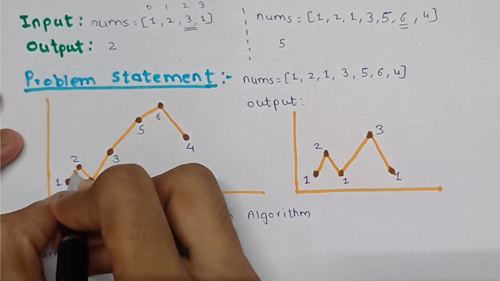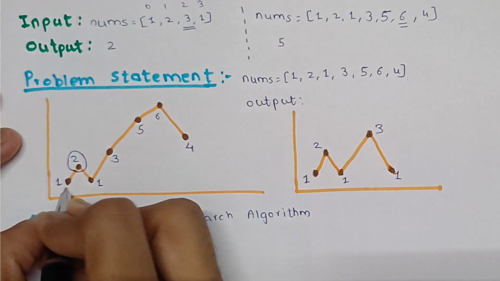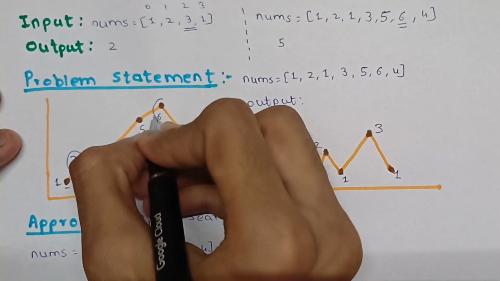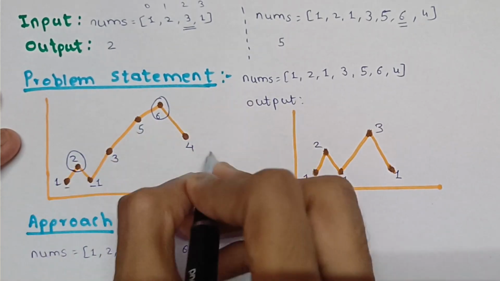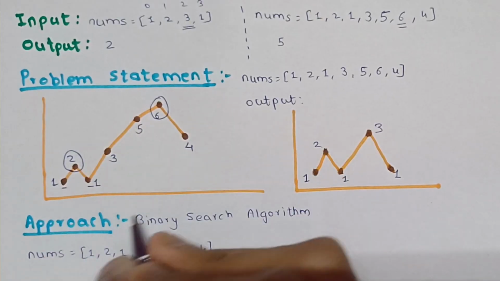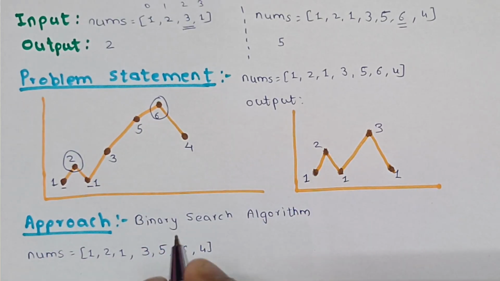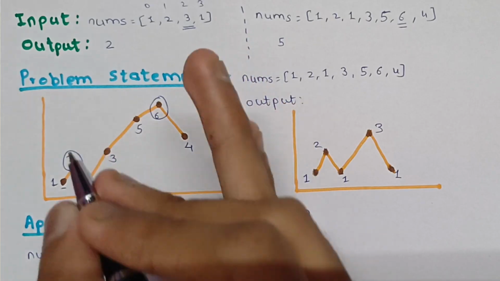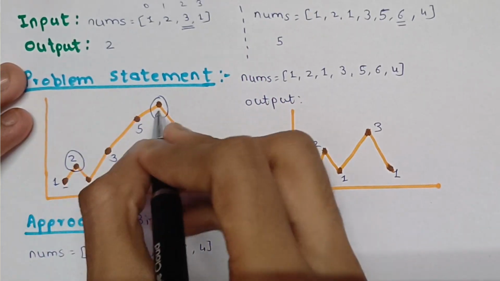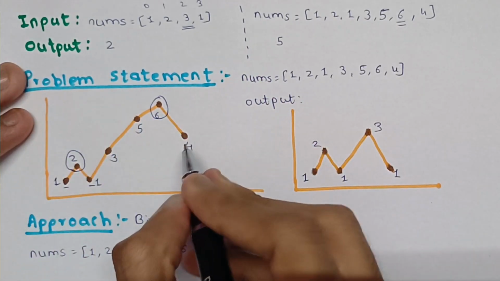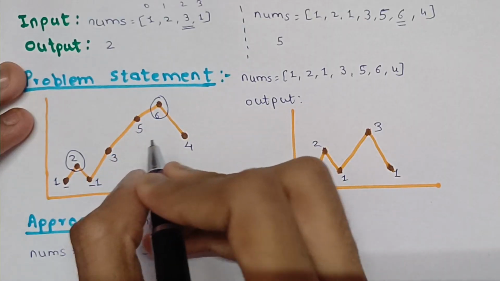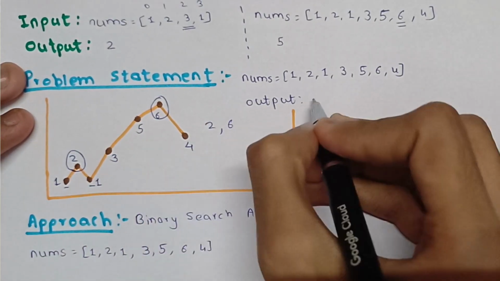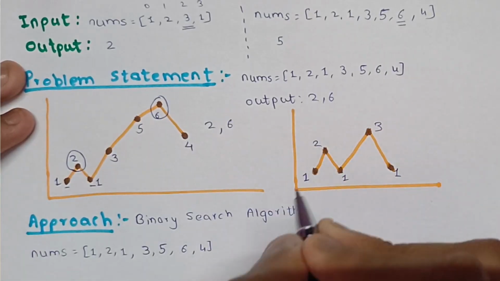So here 2 is also a peak element, because 1 is smaller than it on both sides. And 6 is also a peak element because its neighbors are smaller than it. So a peak element means an element larger than its two neighbors, not the largest element. In this array the largest element is 6, but the peak elements are 2 and 6. You can return 2 or you can return 6; both are valid for this problem.